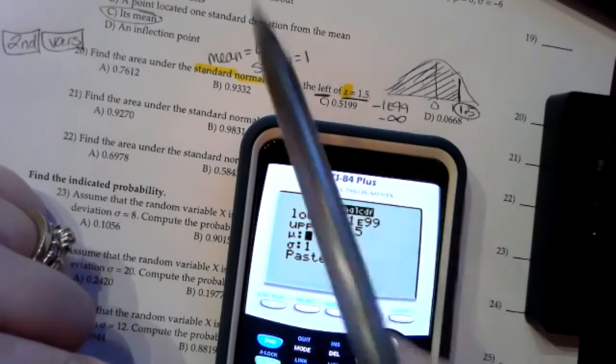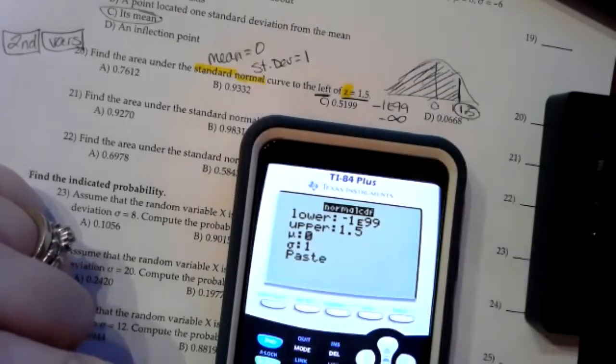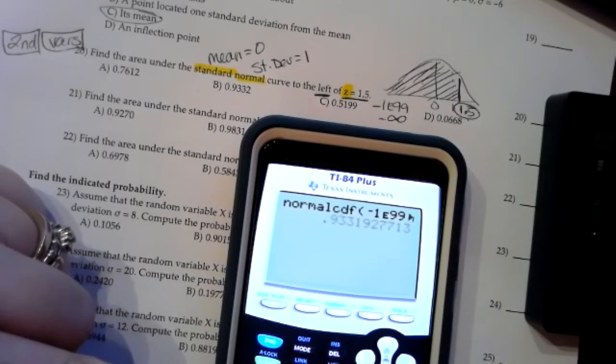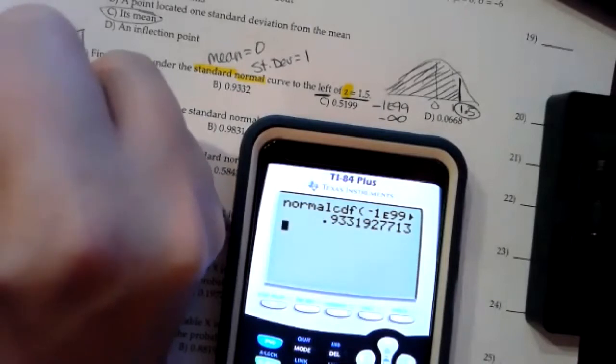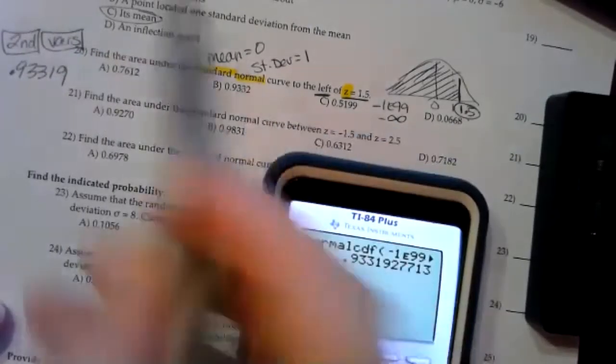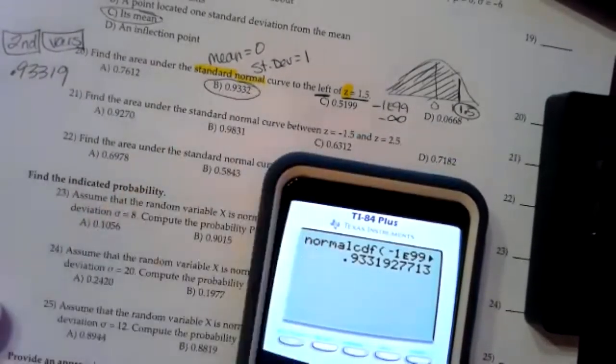And then automatically, because it said standard normal, and we weren't given a mean and a standard deviation, it's automatically going to be 0 and 1. Let it run, and we get 0.93319. So that one will match up with choice B.